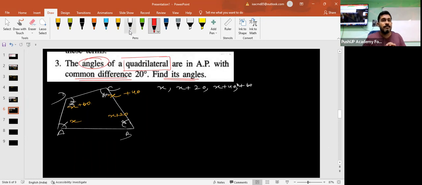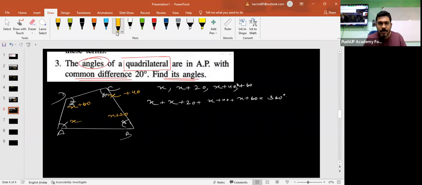How to find it? Children, for that, you just need to go through the basic concept of a quadrilateral, that is the angle sum property of a quadrilateral. What does the angle sum property of a quadrilateral say? The sum of all the four angles is equal to 360 degree. Very good. So if I take the sum of all the four angles here, that would be equal to 360 degree. You framed a linear equation in variable x, isn't it?